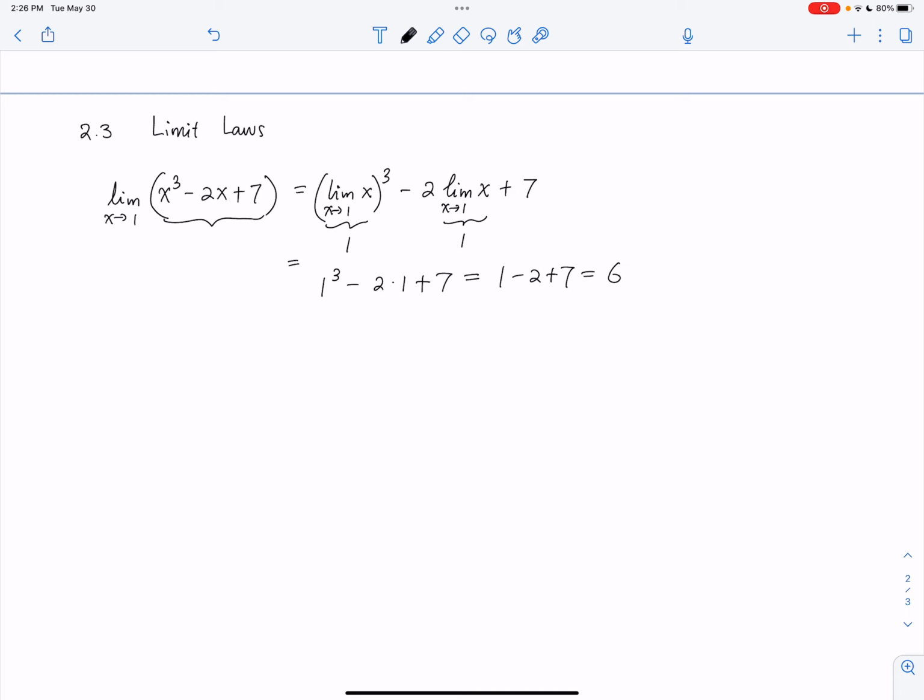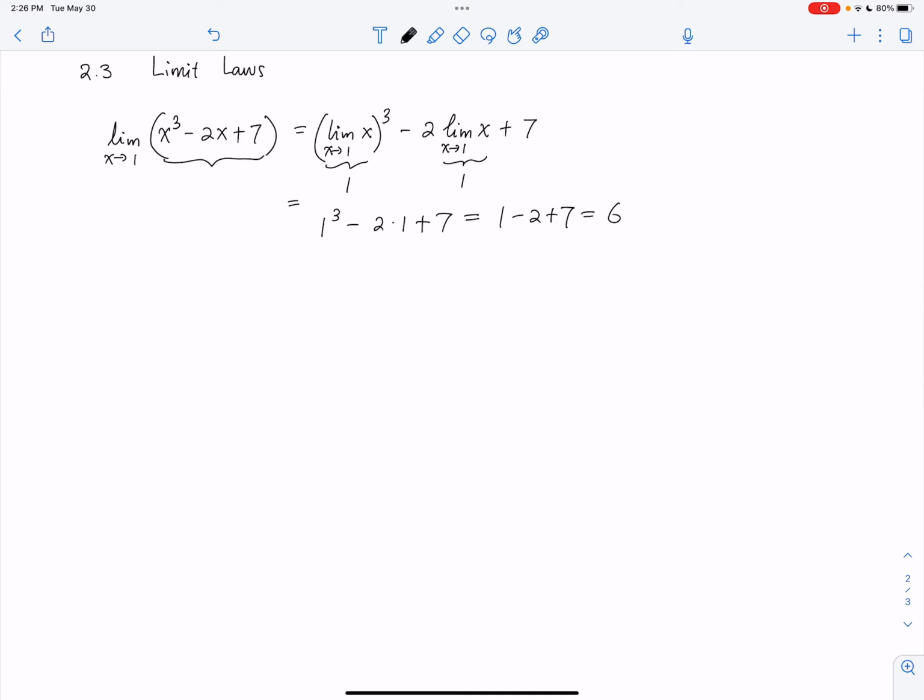This is how we use limit laws to get the limit of some complicated term. Just do the limit of each part, each component, and then combine them. So this is an easy example. Sometimes you have to manipulate the term using some tricks, and then you can get the answer.